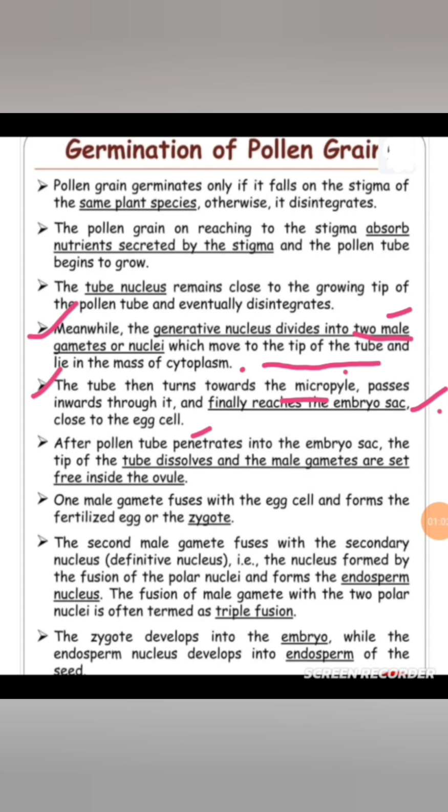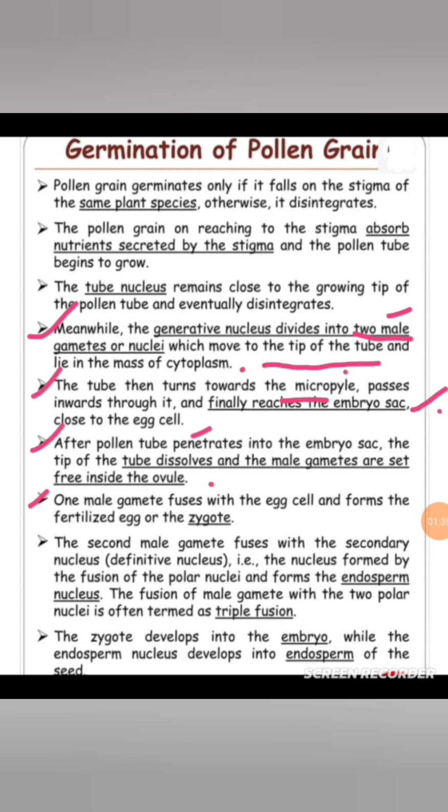After the pollen tube penetrates into the embryo sac, the tip of the tube dissolves and the male gametes inside it are set free inside the ovule.